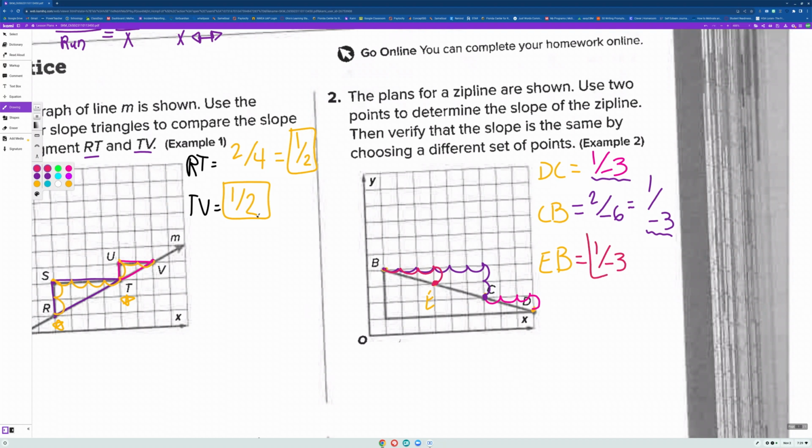So I have my segment EB, the slope of that was 1 over -3. The slope of my CB was 1 over -3, and the slope of my DC was 1 over -3. So all of these just confirm that the slope of this line is 1 over -3.